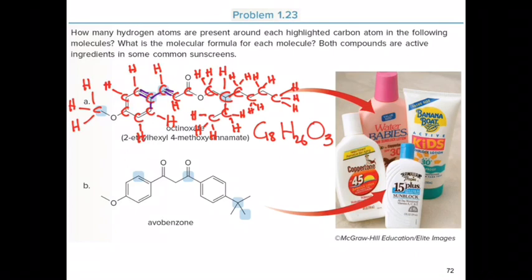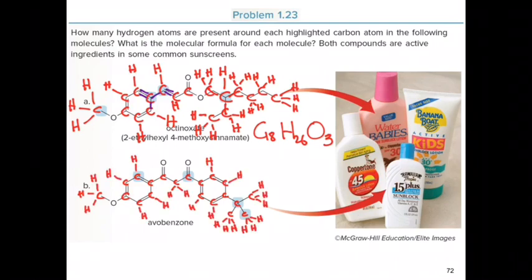So first, label all the carbon atoms. So we're going to label carbon here. All right, so we've labeled all the carbon atoms, and then you want to make sure that each carbon atom is tetravalent. So we're going to go ahead and label the hydrogens as well. And here's all of the hydrogen atoms bonded to each carbon atom. And again, you can always double check this to make sure that every carbon atom is tetravalent.